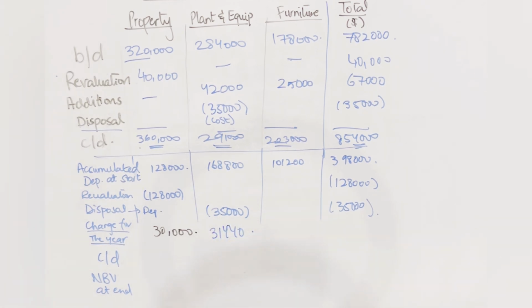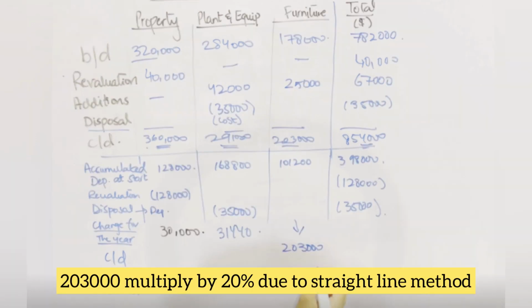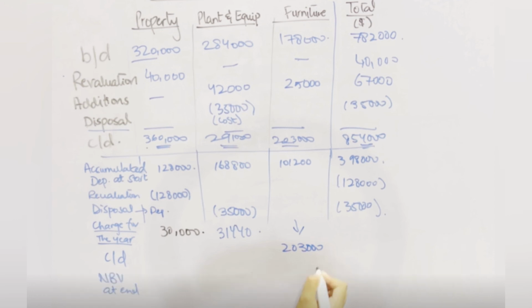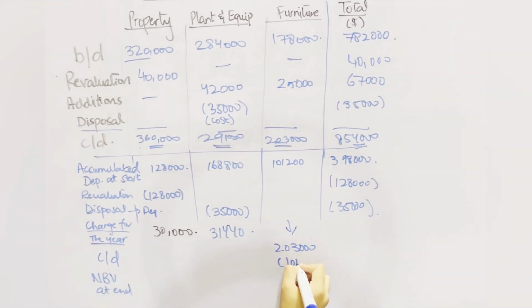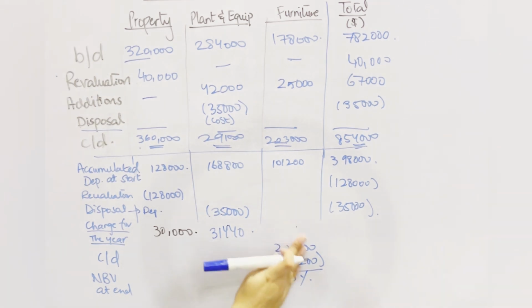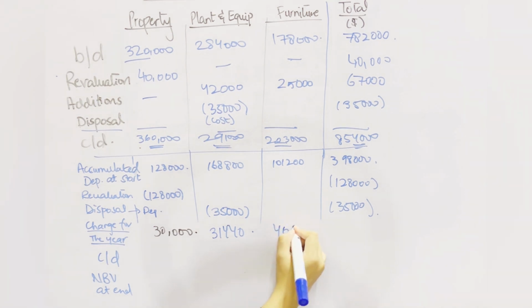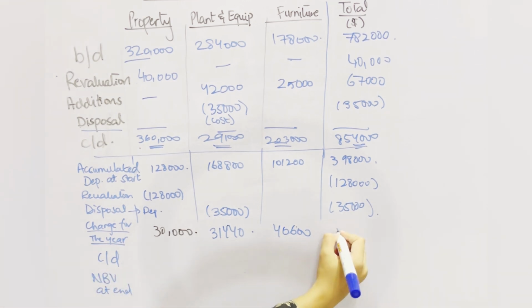Now next is the furniture, for which you are supposed to do the working. For furniture, the working is very easy, the simplest. 203,000 is the cost. We will apply 20% to it because of the straight line method, and the answer we get is 40,600. 101,200 is the accumulated depreciation. Depreciation for this year is 40,600. The current year depreciations will be added and posted in the last column as 102,040. So these are the total current year depreciations.